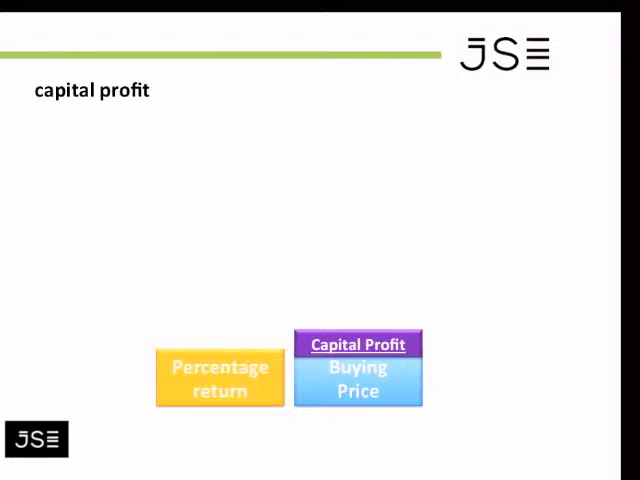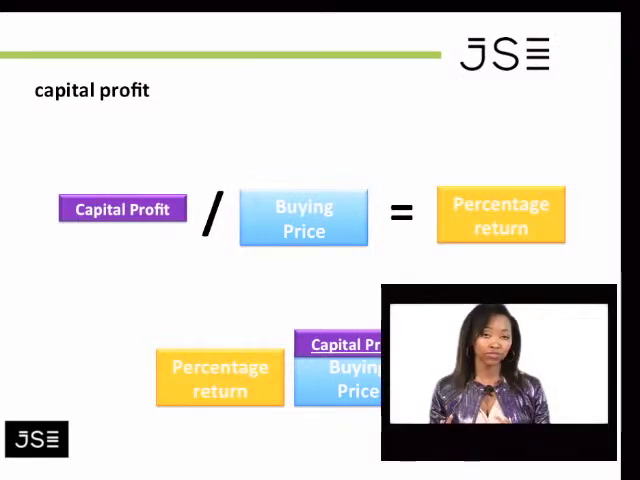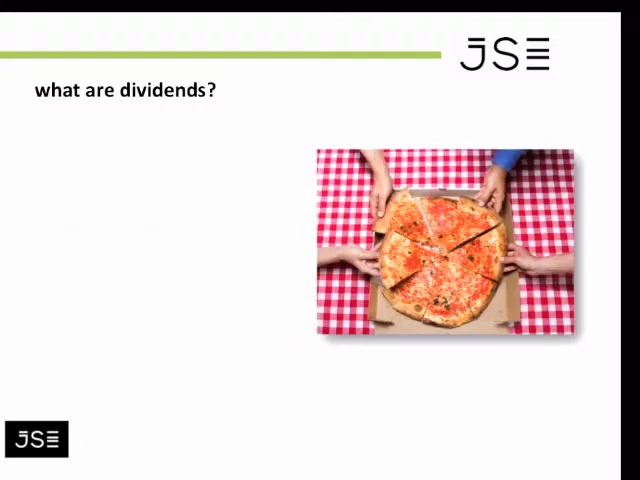So when you look at capital profit, you might want to also look at it in percentage format, looking at the percentage return. So if you take the capital profit that we just calculated, which is the selling price minus the buying price, and you divide that by your buying price, it gives you the percentage return. So basically, if you want to see what return you're getting on your investment in a percentage format, that's how you calculate it. Your capital profit divided by your buying price. Simple, easy, straightforward. Okay, let's look at some more.